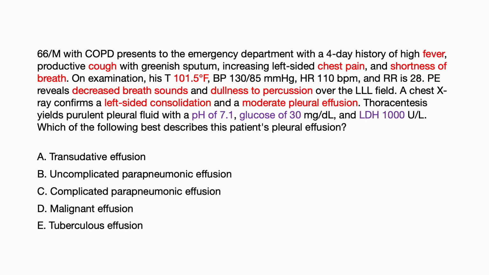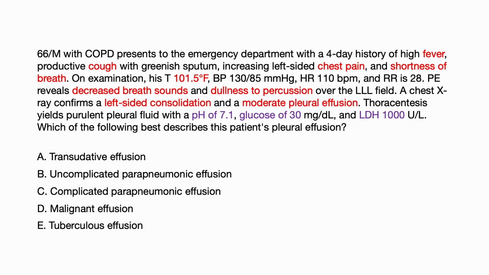A 66-year-old male patient with history of COPD presents to the ER with a 4-day history of high fever, productive cough with greenish sputum, and increasing left-sided chest pain. He also reports shortness of breath. On examination, his temperature is 101.5 Fahrenheit, blood pressure 130 over 85, heart rate 110, and respiratory rate of 28. Physical examination reveals decreased breath sounds and dullness to percussion over the left lower lung field. A chest x-ray confirms left-sided consolidation and a moderate pleural effusion.